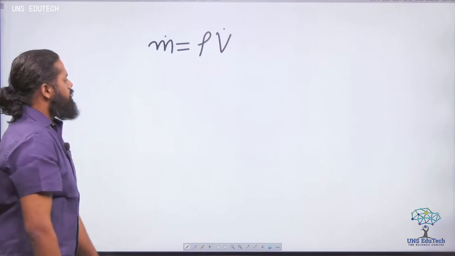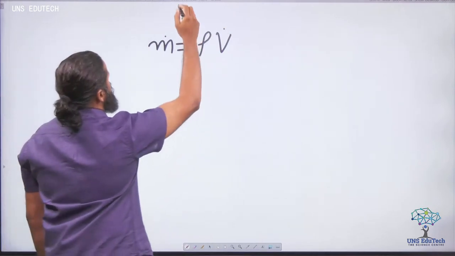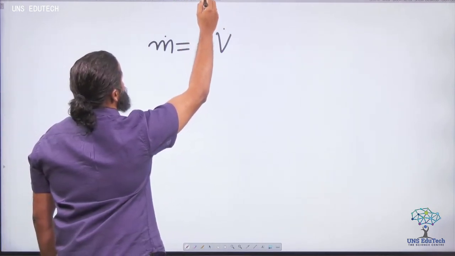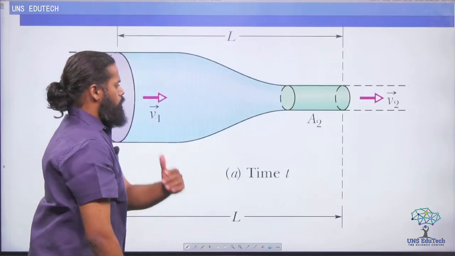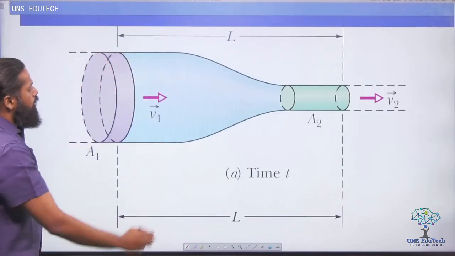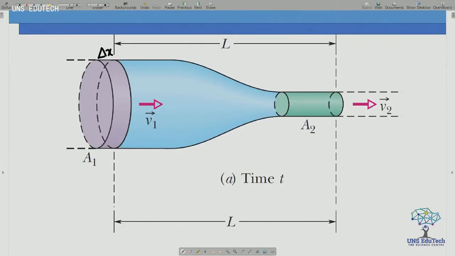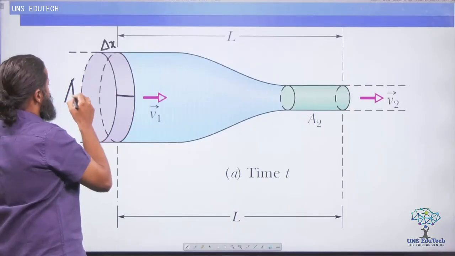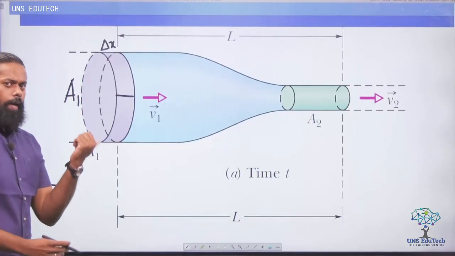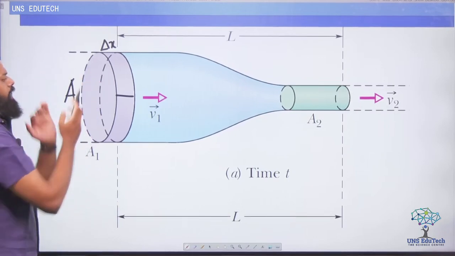Now, I'll do one thing, there is another page where I can explain this in a clearer way. If you take a small length delta x here, you have to assume a 3D structure in this case, and this thickness is delta x. This area is A1, the section given. So, if you multiply A1 with delta x, what will you get?